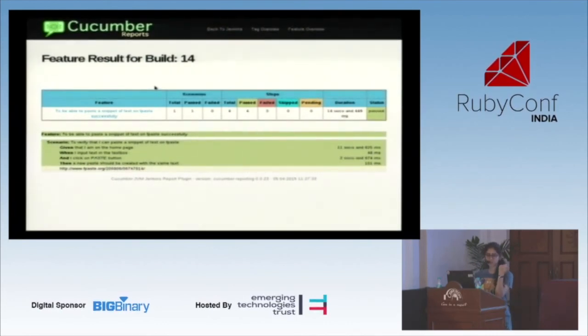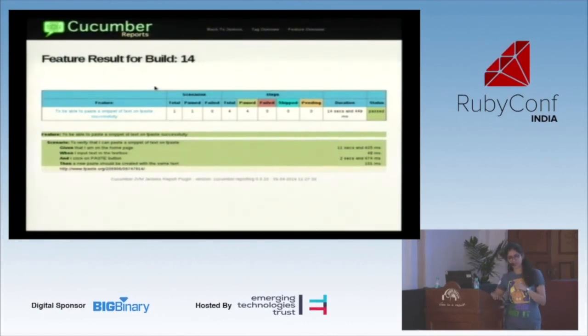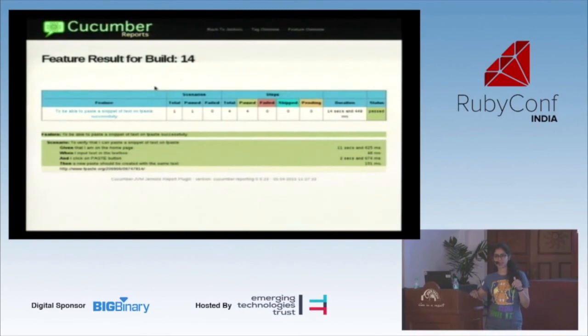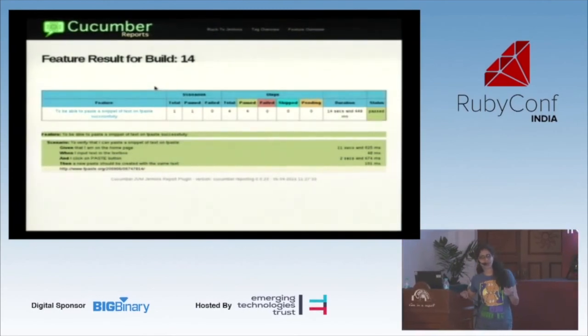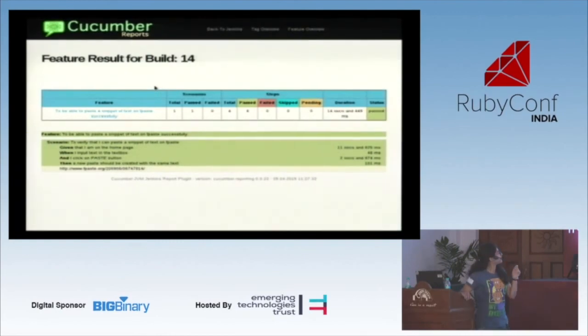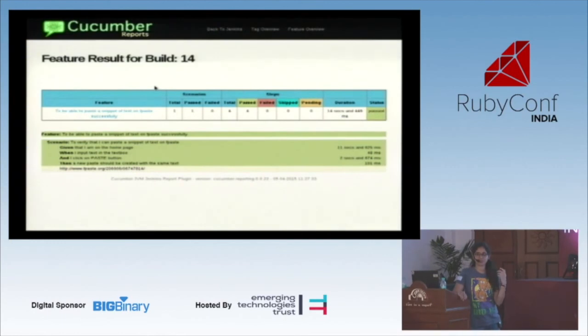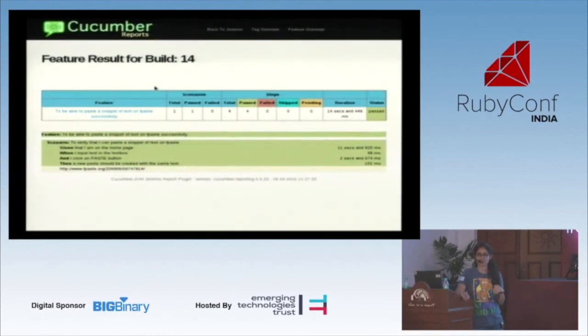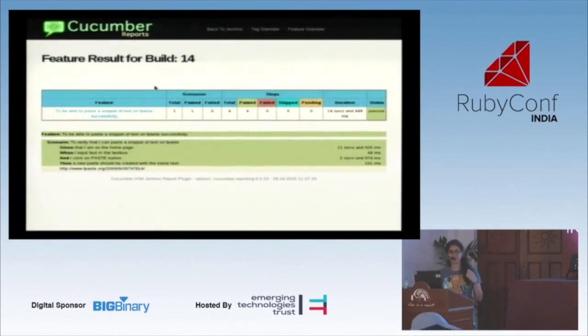This is where I specify each step: given that I'm on the home page, when I input text and I click on the paste button. The other way of writing this could be: when a user inputs some text, then the paste should be created successfully, where you do not mention all the steps and write it in a generic way and perform all your tests inside that.